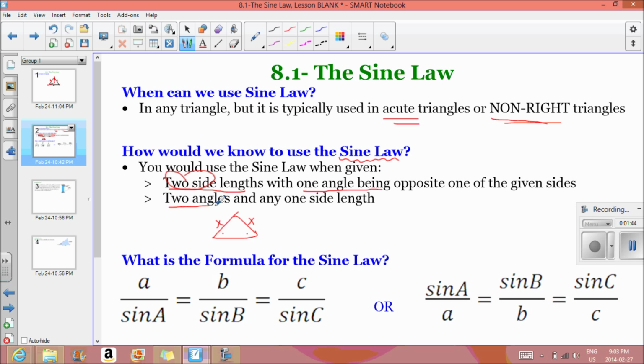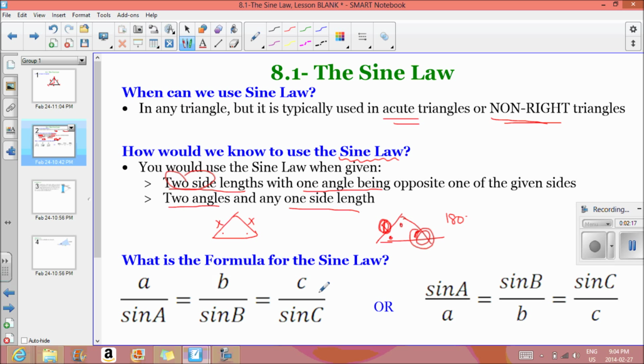The other case is you'd be given two angles and one side length, and so what that would look like is any two angles, so for example this one and this one, with a side length. So in this case, even though you're given these two angles, it's always possible to find the third. If you remember, the sum of the interior angles adds up to 180. So the biggest thing with sine law is that you always need an angle and an opposite side length to be able to use the sine law.